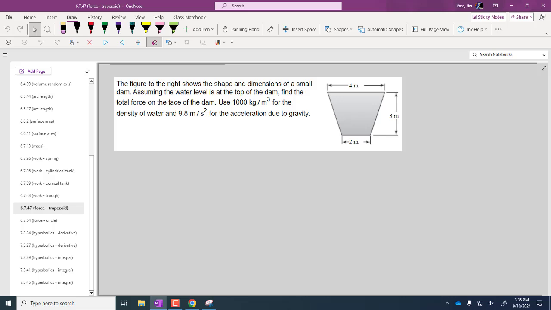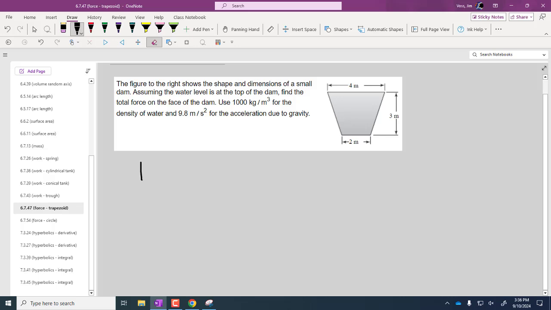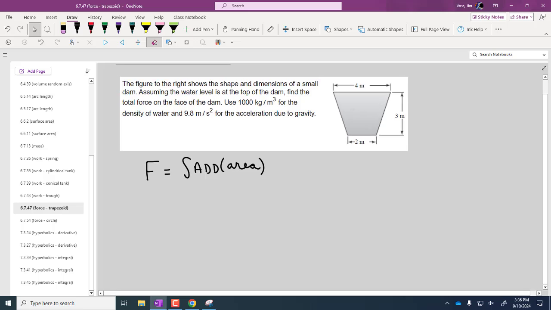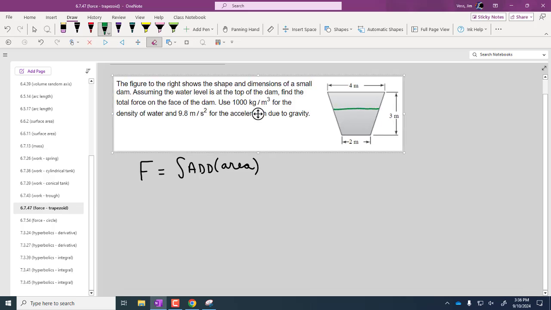We're finding force. Force, one dimension less than work. So this is ADD area. And by area, we mean not the area of the dam, but we mean the area of this representative strip right there.